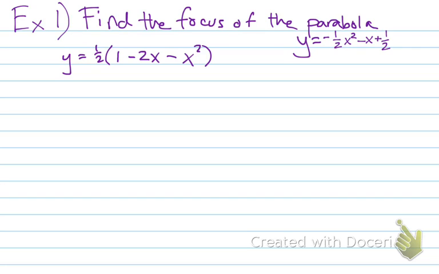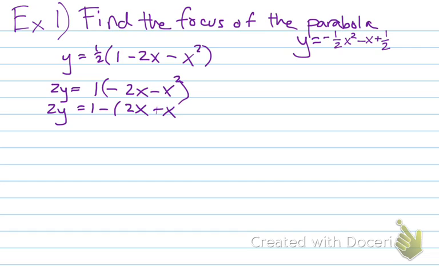Now if I multiply the 1/2 over to the other side, I get 2y equals 1 minus 2x minus x squared. I'm actually going to group together things that are important to me. So I'm going to group these two together, and factor out that negative. So I get 2y equals 1 minus the quantity 2x plus x squared. And now I'm setting myself up to complete the square.